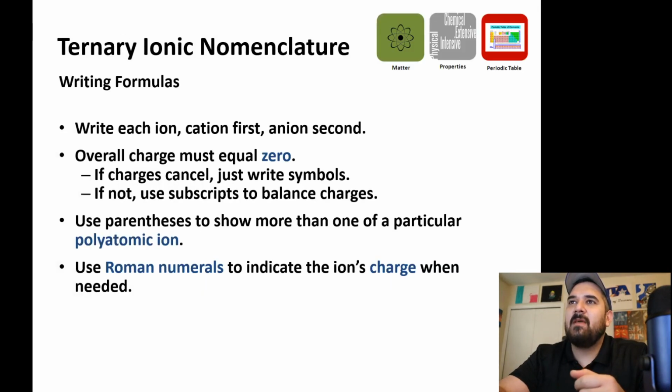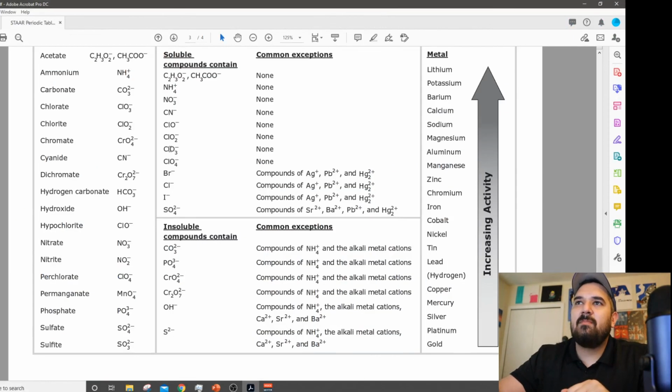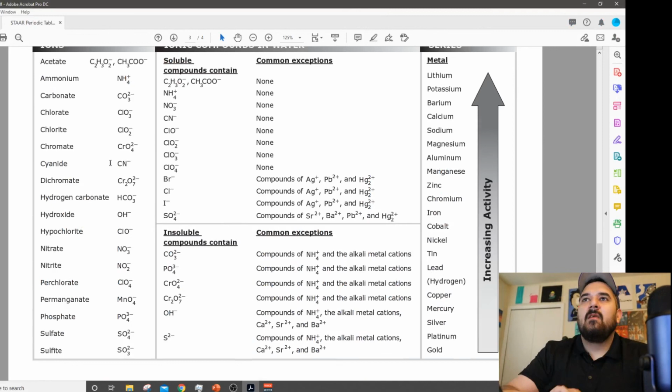All right, so when naming them, you're going to write each ion, the cation first, anion second, which means the positive charge always goes first. Let's look at these over here. When we're dealing with polyatomic ions, in this case, the acetate is going to be written second. It's going to be the anion because it has the negative charge. In the case of ammonium, because ammonium has a plus charge, it's going to be written first.